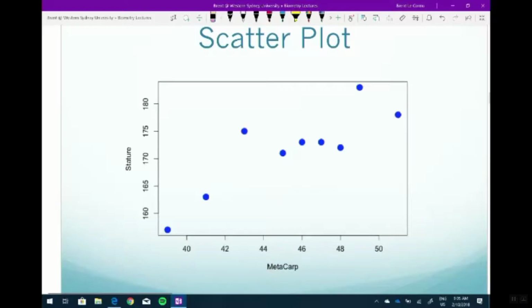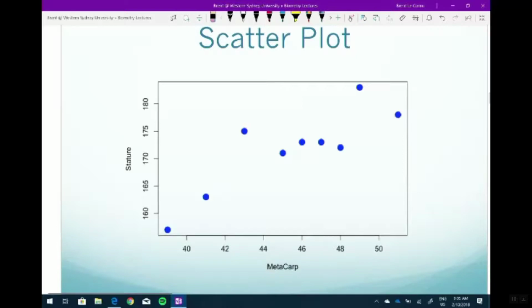We want to look at a plot like this and say, does it seem like there's something going on? Does a bigger metacarpus correspond to a taller person on average, right? So you can see by looking at the plot, it's not a huge data set, is it? There's only 9 points. It's not a huge data set, but you might suspect that there is something of a relationship there. Okay, it seems like the bigger the metacarpus gets, the taller the corresponding person was.